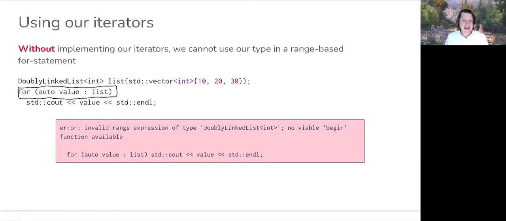we would encounter an error when we went to compile our program. What we're going to see here is an invalid range expression for type doubly linked list of int, no viable begin function available. So obviously the range-based for loop relies on the objects that are being used within it to have some sort of iterator implemented for them.